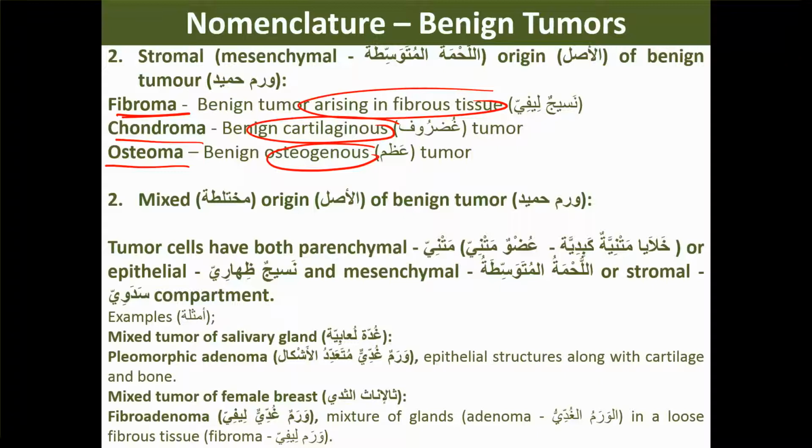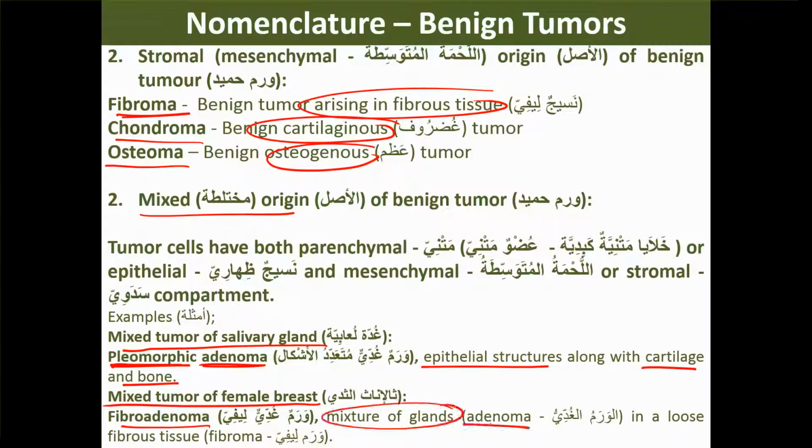It can also be mixed, where both the parenchymal and mesenchymal components are tumorous. For example, the mixed tumor of the salivary gland has epithelial structures along with cartilage and bone, so many structures are there. It shows pleomorphism and has epithelial structures, so it is called pleomorphic adenoma. Another best example is the mixed tumor of the female breast, fibroadenoma. They have a mixture of glands, so it is called adenoma, and they also have loose connective fibrous tissue, which is called fibroma.